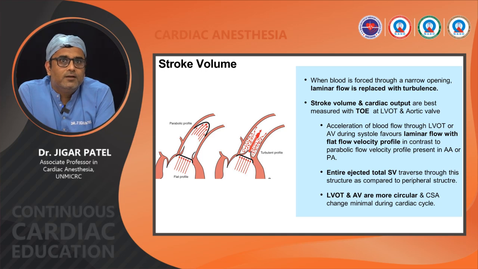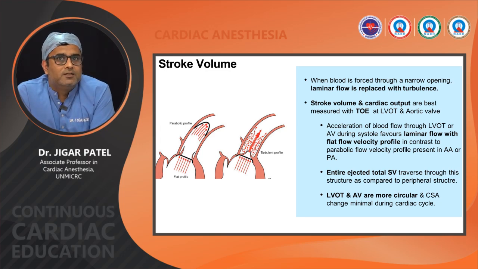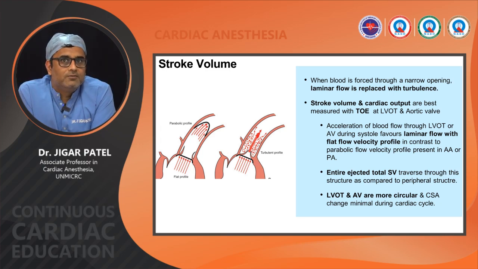The third type of flow is turbulent flow, which is when the blood passes through a narrow orifice, the laminar flow is converted into a turbulent profile. So to measure stroke volume and cardiac output, you have to measure this flat or laminar flow. So the stroke volume and cardiac output are best measured with TOE at two positions. One is the LVOT and the other is the aortic valve.